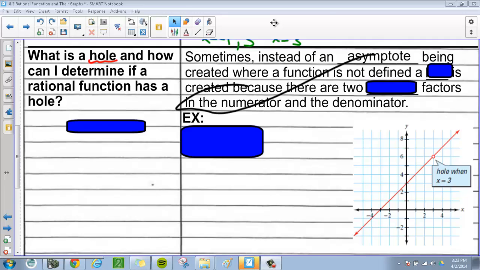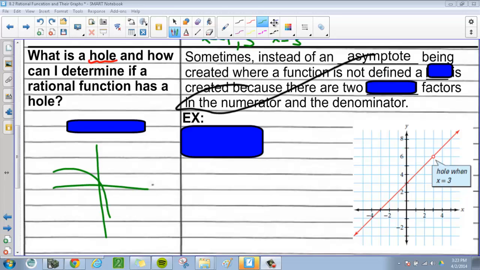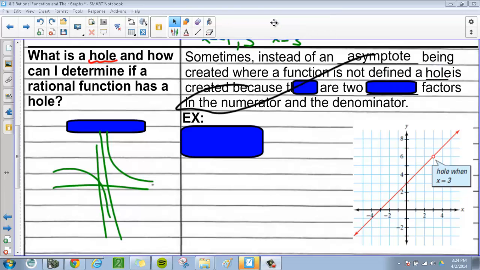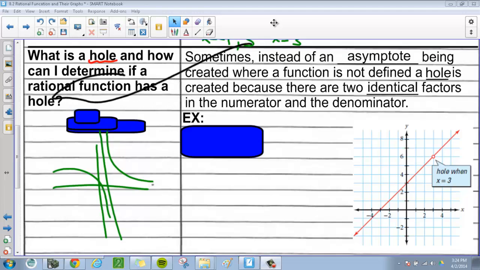So these asymptotes, I'll just draw a quick one over here. We have an asymptote like that, and then it pops down like this. Here's an asymptote right there. Sometimes, instead of those being created where a function is not defined, a hole is created because there are two identical factors in the numerator and the denominator. And so those two identical factors cancel each other off, creating a hole, a blank point.